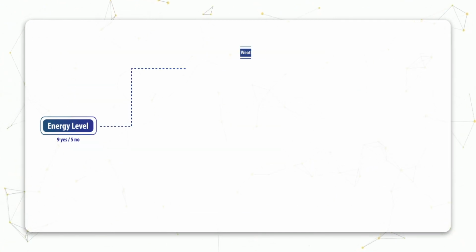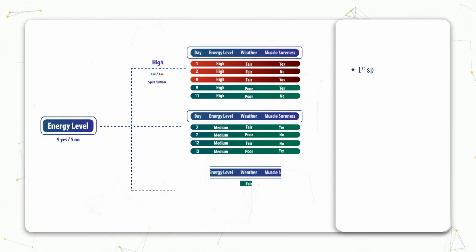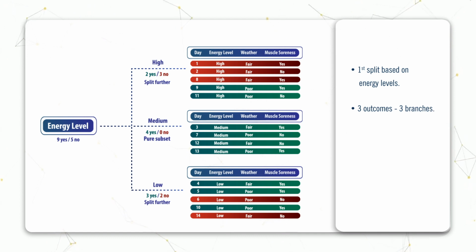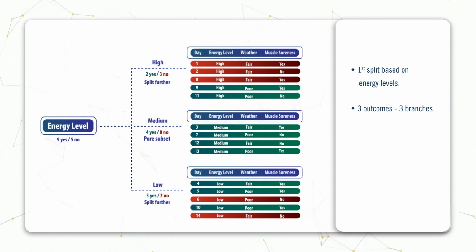So let's pick a feature and split on it. Let's choose energy levels, which can be either high, medium, or low. Now, there were five observations where energy levels were high. So the decision tree groups these observations together in one branch. Remember, green means that yes, she went for a run, and red means no, she did not. So this branch consists of two yeses and three noes.